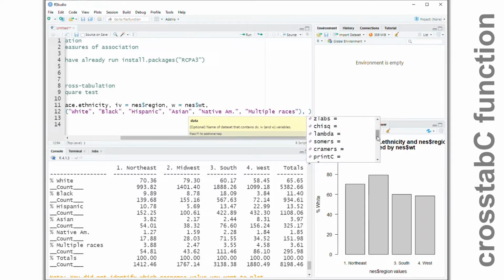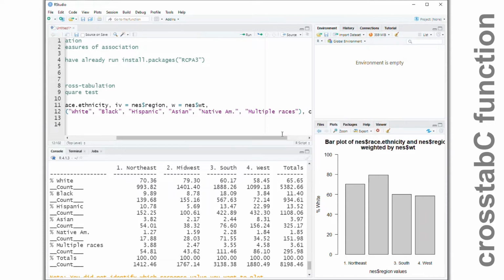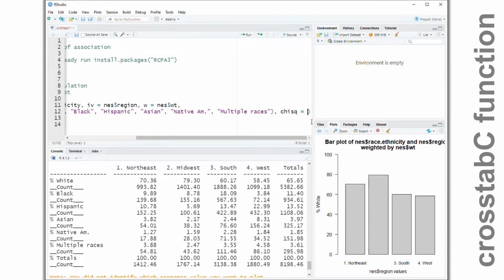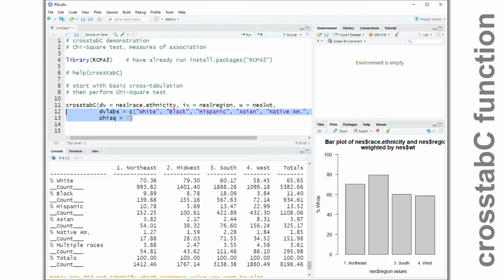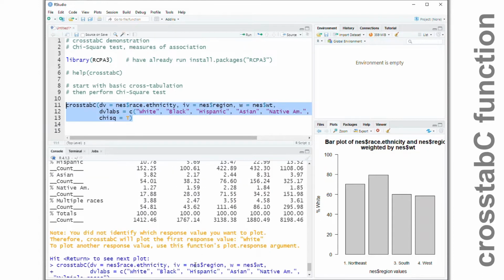And doing this in the crosstabC function, it's actually pretty easy. There's an optional argument called chisq, chi-square. It's a true-false statement. By default, it's false, but if we set this to true, I'm going to break this to the next line, the function should apply a chi-square test to the cross-tabulation we generate.